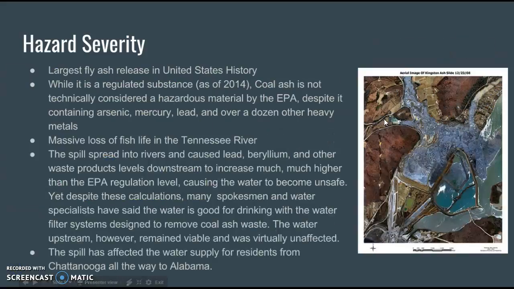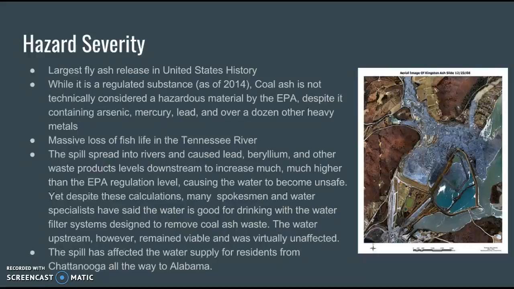Hazard severity. While it is a regulated substance, coal ash is not technically considered a hazardous material by the EPA, despite it containing arsenic, mercury, lead, and over a dozen other heavy metals. This event was the largest fly ash release in United States history, and the spill spread into rivers and caused lead, beryllium, and other waste product levels downstream to increase much higher than the EPA regulation level, causing the water to become unsafe.